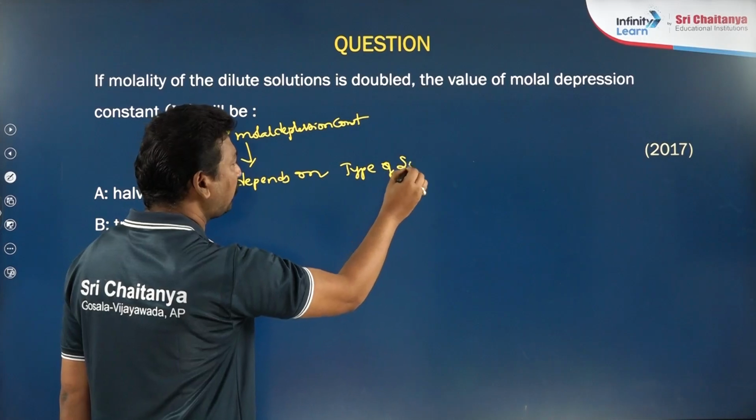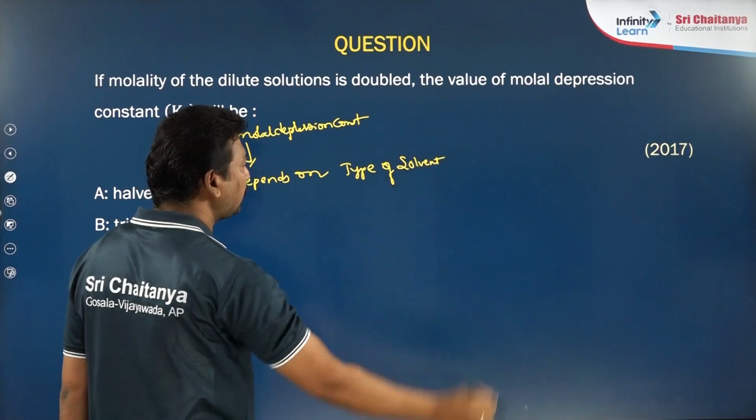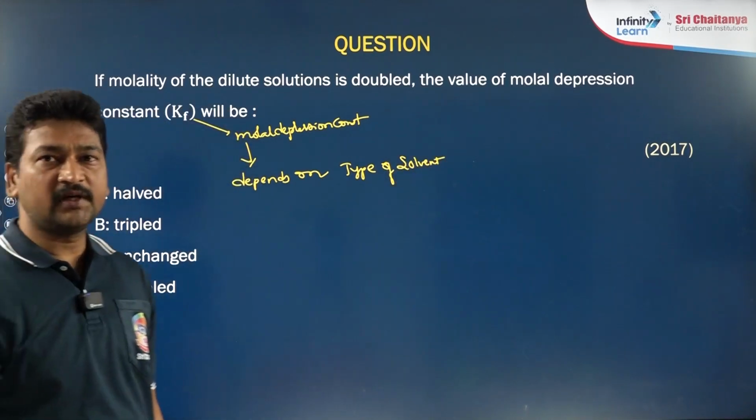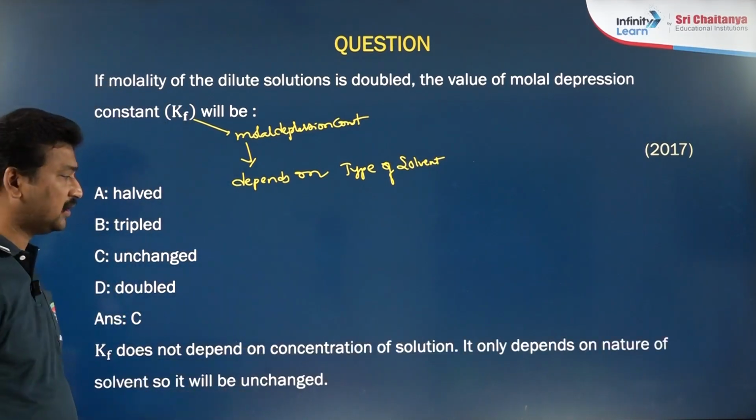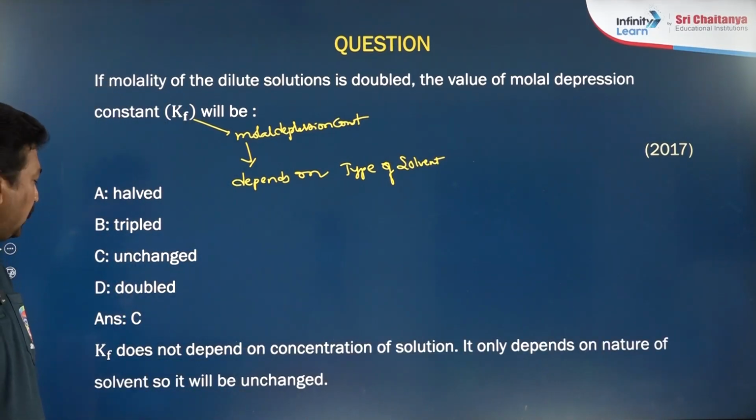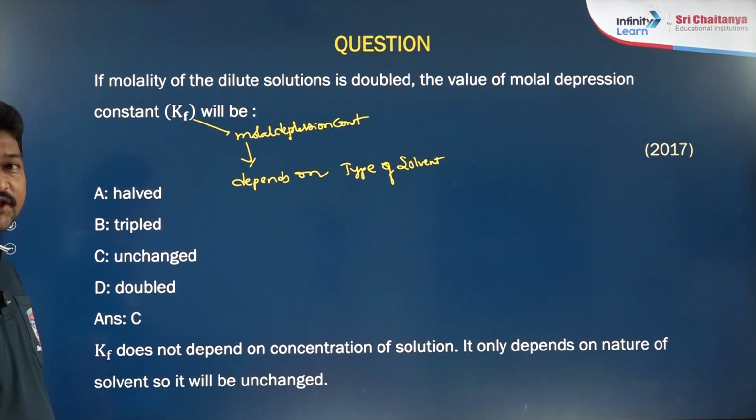For water, we have one Kf. For benzene, we have a different Kf. When the type of the solvent changes, the Kf value shall change. Kf doesn't depend on the concentration of the solution. It only depends on the nature of the solvent. So, it will be unchanged.